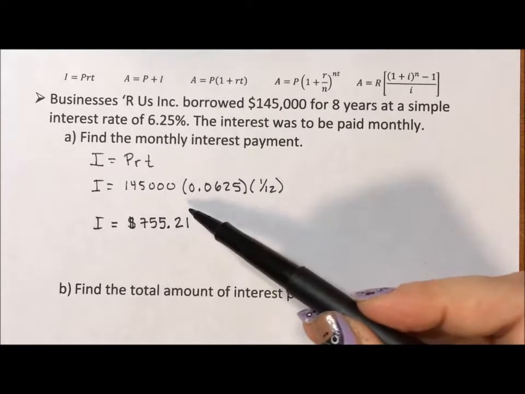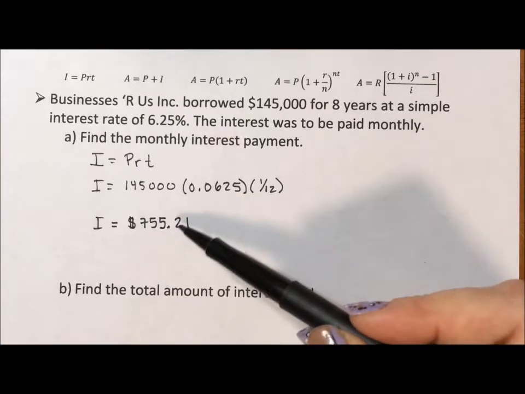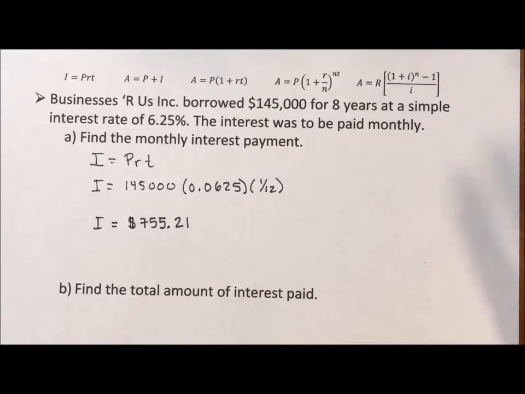Now, I rounded to get to 21 cents. So this is not an exact number, but this is what they have to pay because that's what banks do. They round. They round into their favor, so they'll always round up. Though for your math class, you probably want to round by math rules. Talk to your instructor about that.